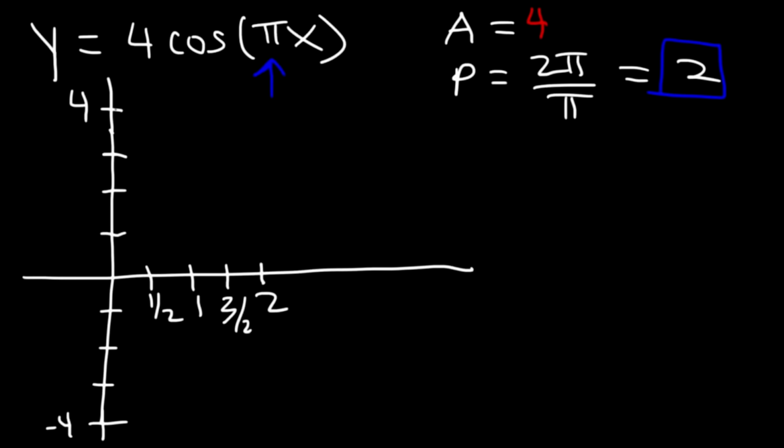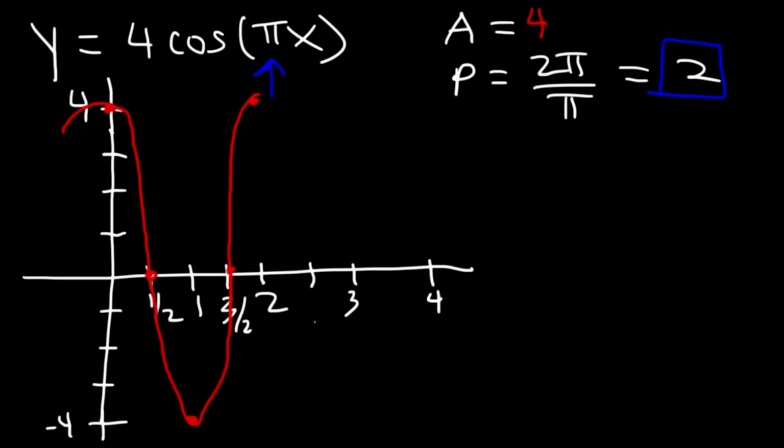Cosine starts at the top, then it's going to go to the middle, and then back to the bottom, to the middle, and to the top. So we're going to have a graph that looks like this. That's one cycle. And if we wish to extend it to draw another cycle, this is going to be 3. Next one is 2.5, or 5 over 2. And then 3 plus 4 is 7, but then divided by 2. So 3.5 is 7 over 2.